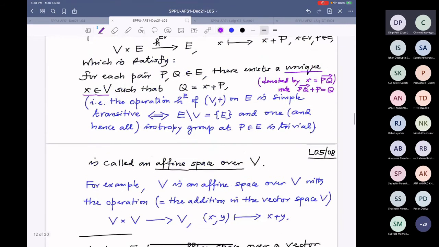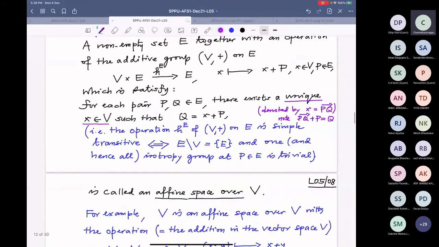Is the definition clear? Yes, sir. Who has answered? Don't be afraid. Why are you afraid? We are discussing. Sonakshi, very good. Ishan, is it clear to you, the definition? Hello? Are you there or gone? I don't know. Maybe he has gone.